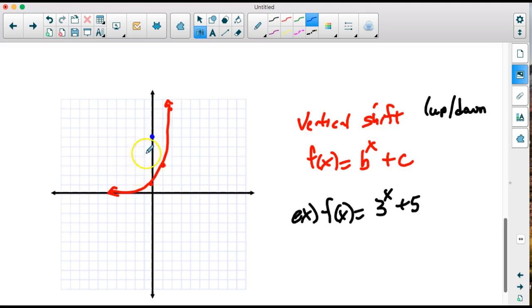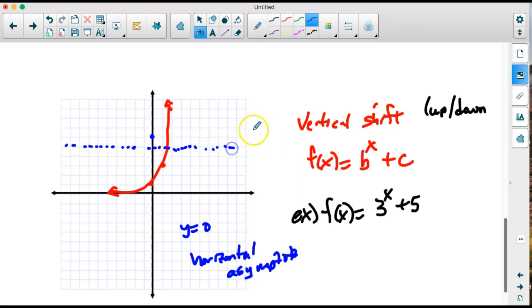It shifts the horizontal asymptote. Okay, so on these they have a horizontal asymptote. This has a horizontal asymptote of 0. Y equals 0 is a horizontal asymptote. It would move that up to 5, y equals 5. Y equals 5 is my horizontal asymptote.